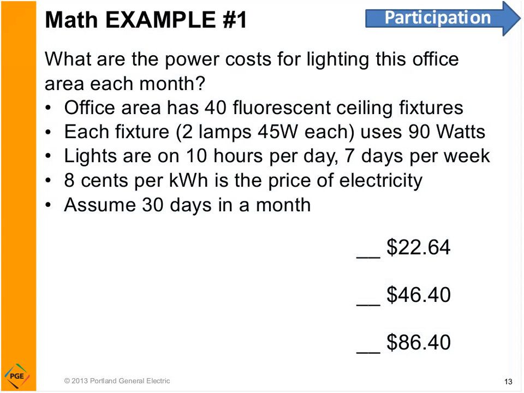So let's do some math examples. Grab your mouse, grab your arrow up the top left corner or whatever marker you want to use. What are the power costs for lighting this office area each month? Lighting is one of the easiest projects to analyze and to see savings. It usually has a pretty quick payback. In this case, the area has 40 different fixtures. Each fixture has 2 lamps, uses 90 watts. The lights are on 10 hours a day, 7 days a week. 8 cents is the price, and you consume 30 days in a month. So get your calculators out. Help me figure this one out.